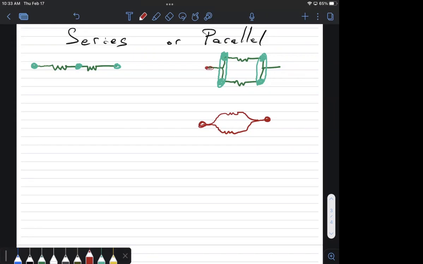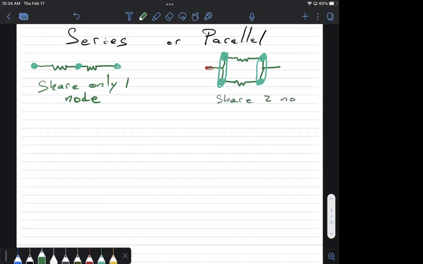Okay, so given those two rules. Number one, every element gets a node on either side. Number two, if there are two nodes with nothing in between them but wire, then they're really one node. Once you have those done for the whole circuit, then the rule is two resistors are connected in series if they share only one node, and parallel if they share two nodes.